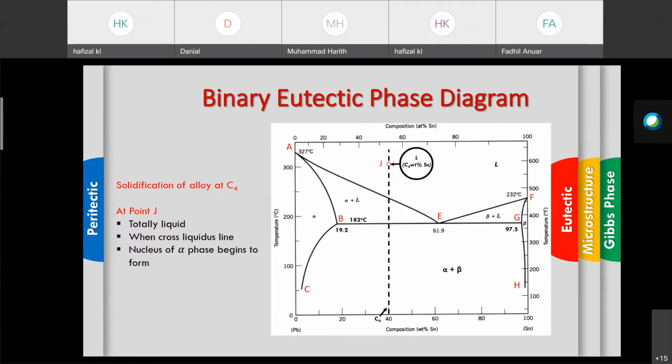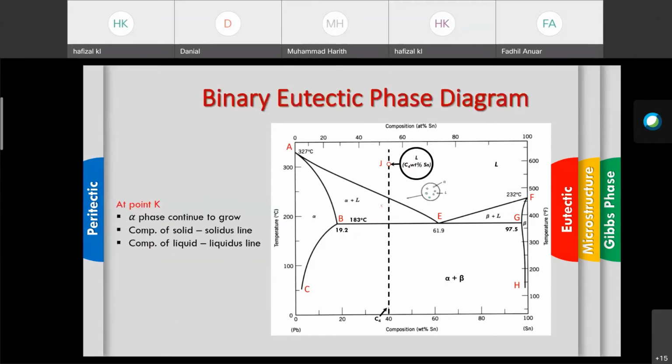During the process of the solidification, we will start to look at the different points. What happened at point K? This area is a borderline of liquid and alpha plus liquid, and then this area is a borderline of alpha plus liquid and also alpha plus beta. And then we can see what happened at point K, which is the alpha phase continues to grow. We can show the microscopic diagram something like this.